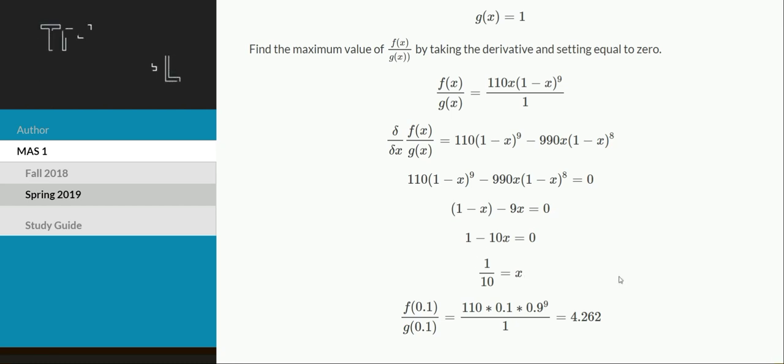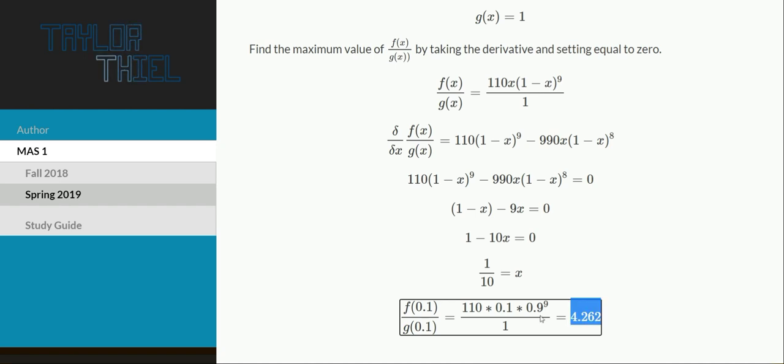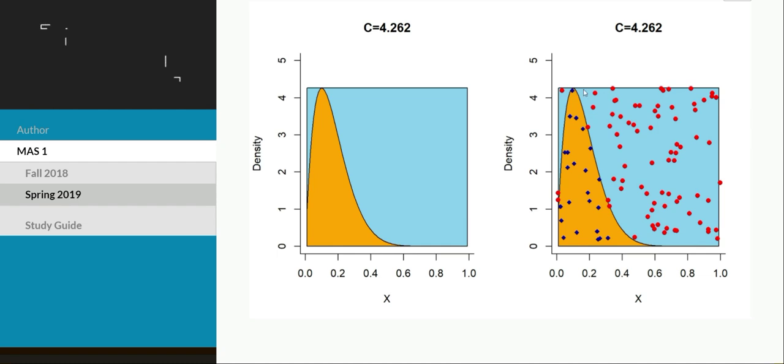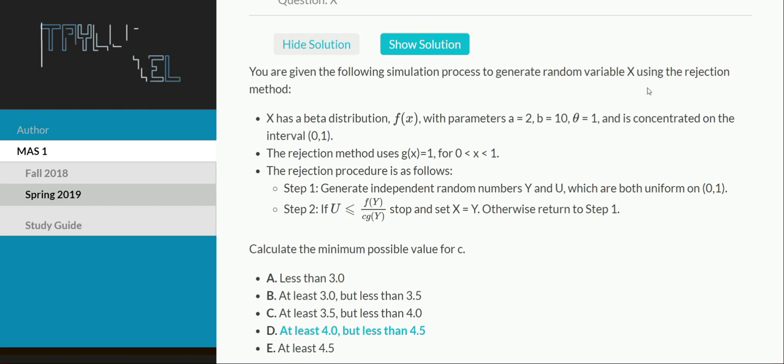At this point, this is where I feel like I would get excited and say, oh, the answer is 1/10 and be done, but rereading the question you'd see that it's asking for the smallest value of c. And so for this we're going to do f of that x value 0.1 divided by g of 0.1. And so this is how we're getting that value of 4.262. So our answer for this question is D.